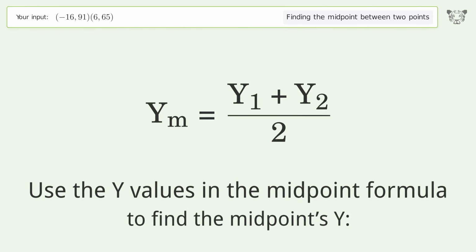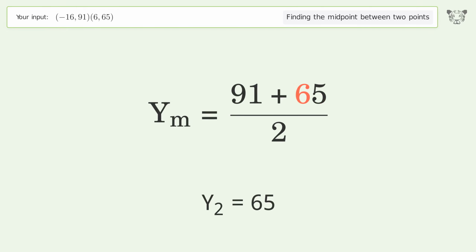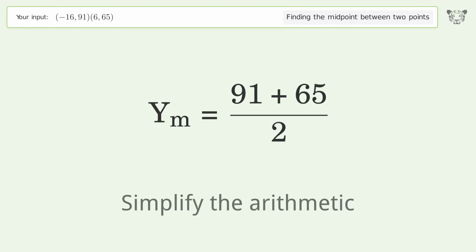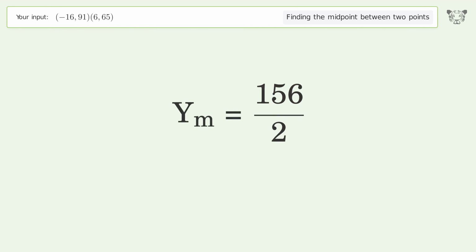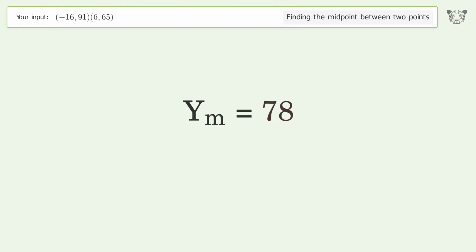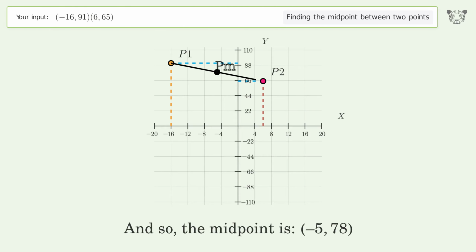Use the y values in the midpoint formula to find the midpoint's y. y1 equals 91. y2 equals 65. Simplify the arithmetic. And so, the midpoint is -5,78.